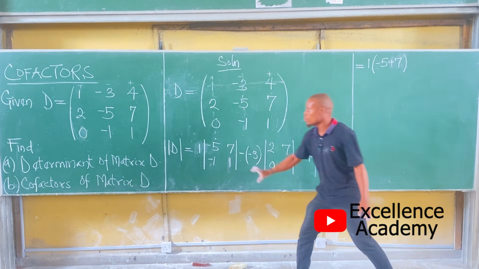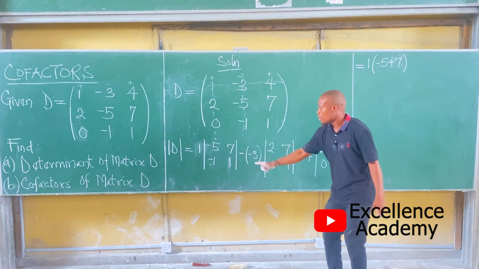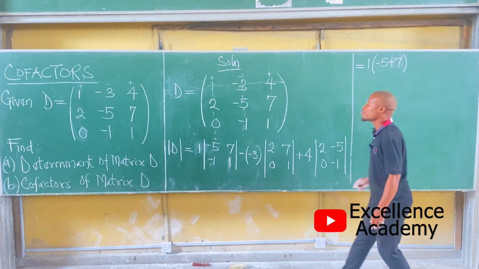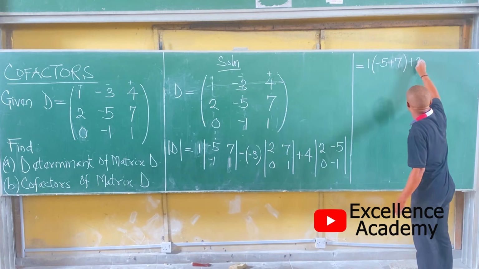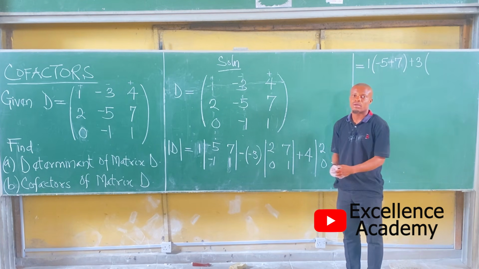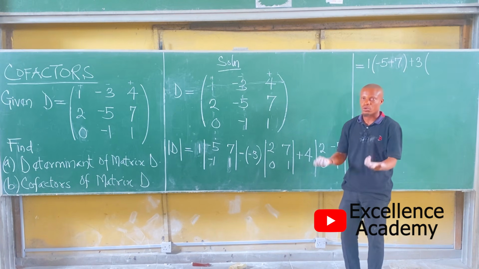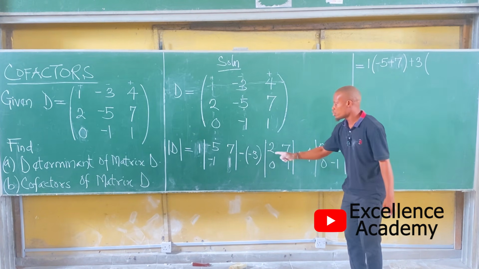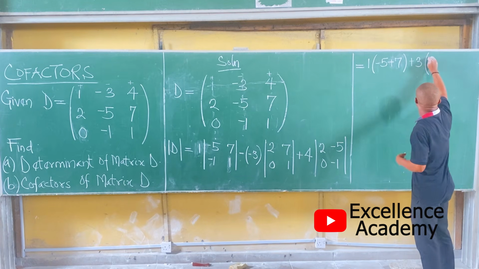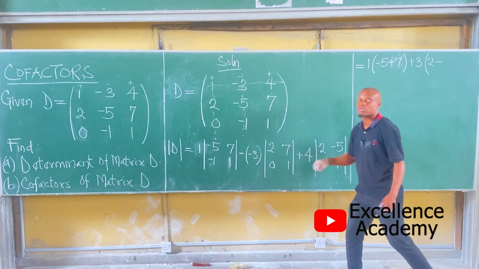Alright, so we are done with this particular term. We move over to the next term there. Minus times minus gives you what? Plus 3. Bracket. Next up, you do the same thing. Product of leading diagonal minus the product of your second diagonal. So I'm having a 2 times 1, 2 minus 0 times 7 gives you what? 0.